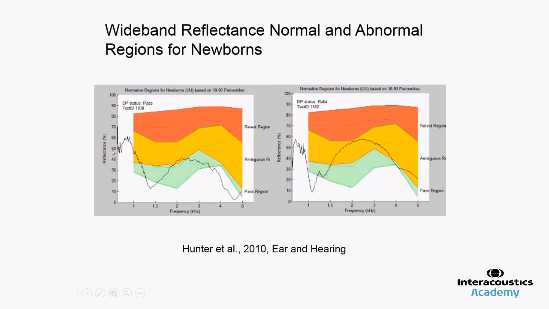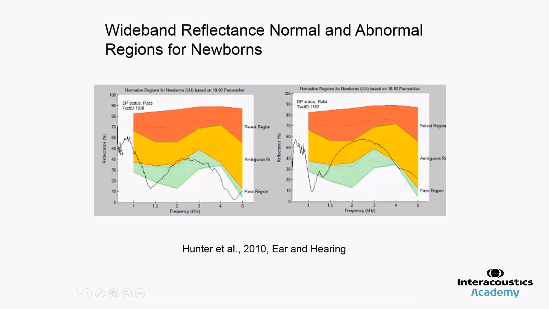So think of this as simply upside down, because reflectance is 1 minus absorbance and vice versa. So it's really easy to make that conversion. So in this situation, higher reflectance is abnormal, and that's shown in red. So those are ears that didn't pass their DPOAEs. The ears that did pass are shown in green. And then we have an overlap region in yellow that are for mildly abnormal reflectance.